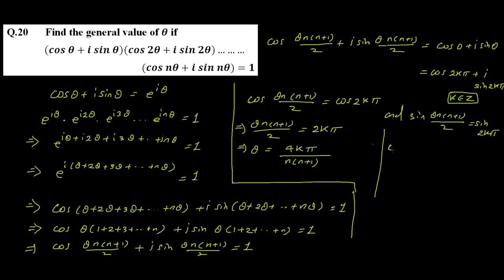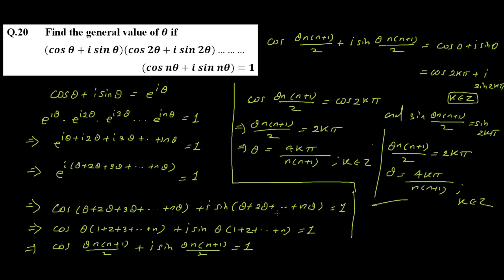Similarly, on this side, θn(n+1)/2 is equal to 2kπ, so θ is equal to 4kπ by n(n+1). What is k? k belongs to integer, here also k belongs to integer. And if you notice, we are getting the same value of θ whether we are comparing the imaginary part or the real part. So this is our required answer. Note it down. Let's go for question number 21.